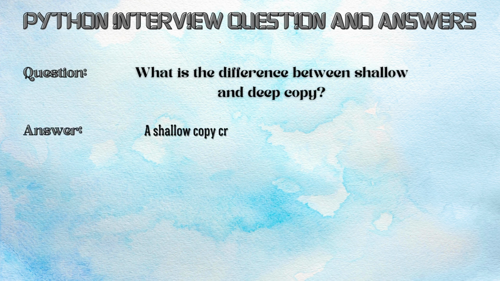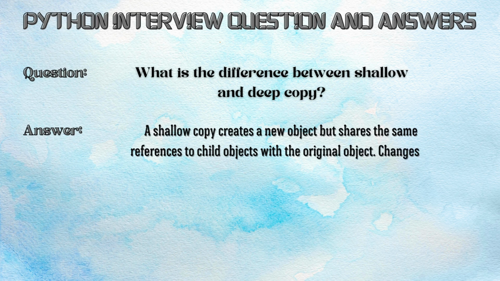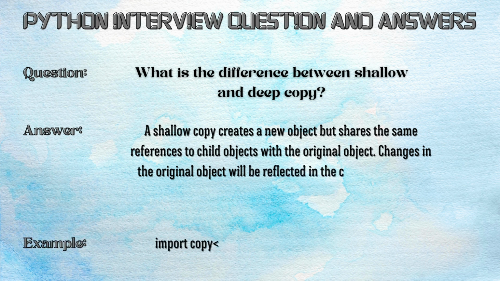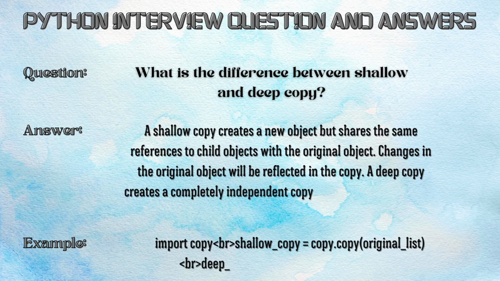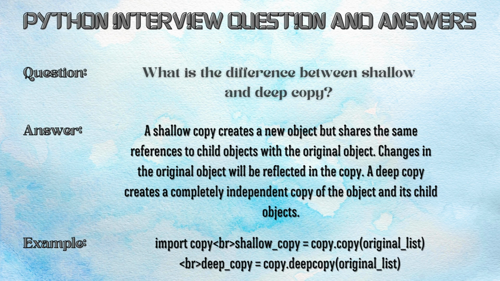What is the difference between shallow and deep copy? The answer is a shallow copy creates a new object, but shares the same references to child objects with the original object. Changes in the original object will be reflected in the copy. A deep copy creates a completely independent copy of the object and its child objects. For example, import copy, shallow copy, copy.copy(original_list), deep copy, copy.deepcopy(original_list).